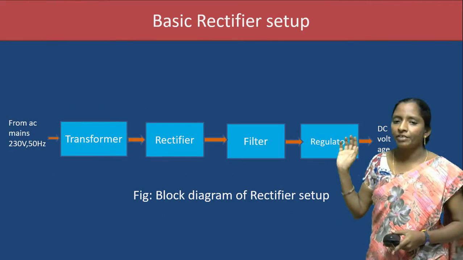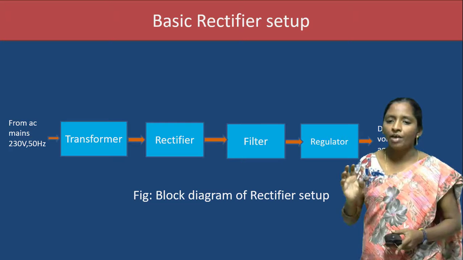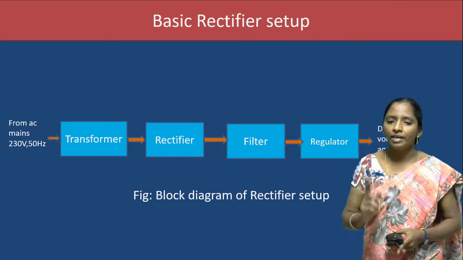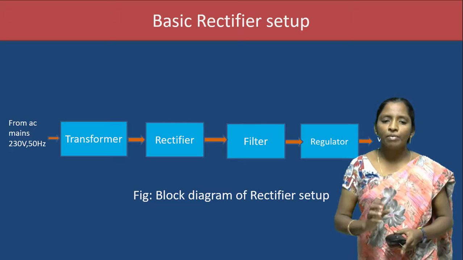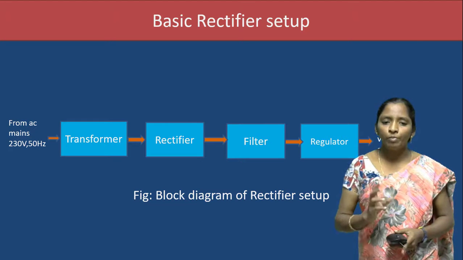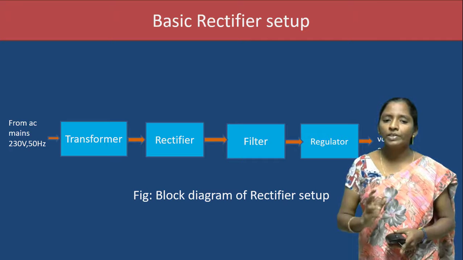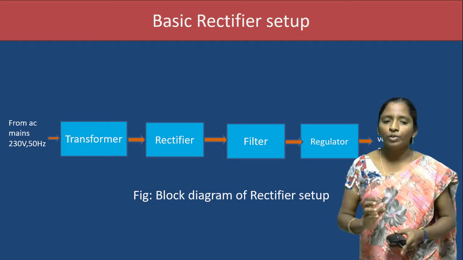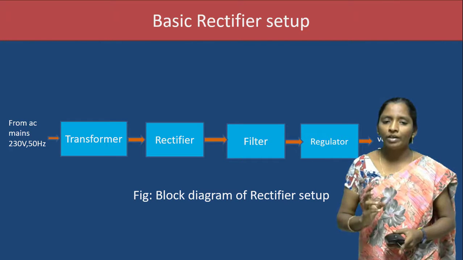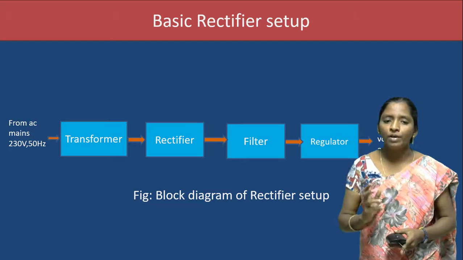This is the basic rectifier setup. Here there are 4 blocks. One is the transformer, another is the rectifier, third is the filter, and fourth is the regulator. The transformer gets input from the AC mains. The input to the transformer is 230 volts 50 Hz. Here the transformer used is a step down transformer, so we have to convert 230 volts into the level required to operate the electronic devices.